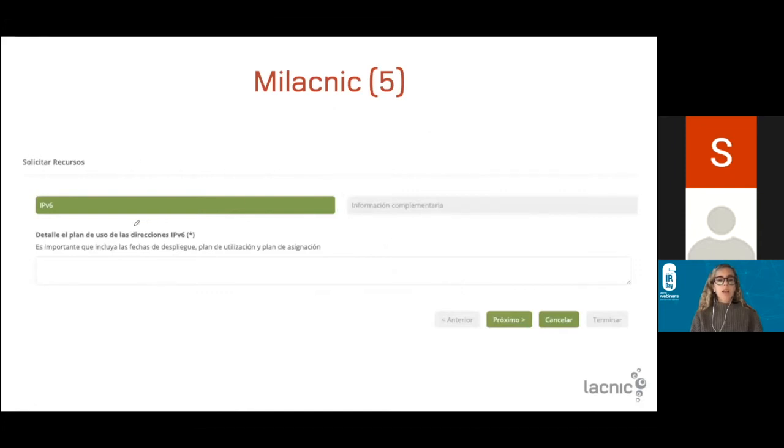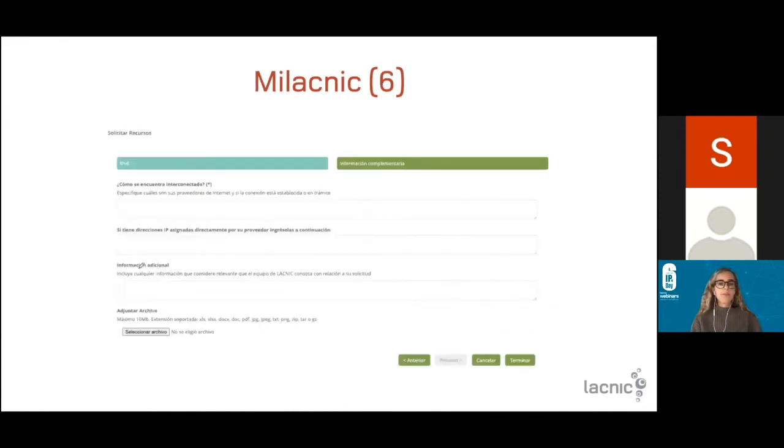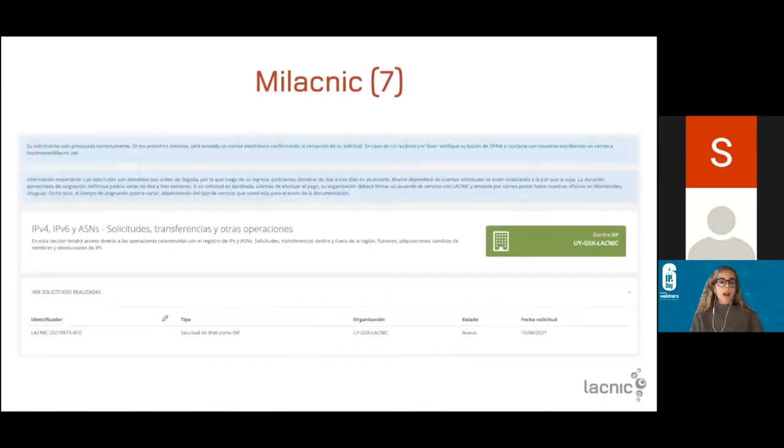And there it takes you to this screen. And what you need to do is to explain in detail what the usage plan will be, how you are going to use the prefixes. And then in the complementary information, you need to specify who your internet providers are, if you have IP addresses assigned by your provider, and any information that you think might be helpful to your request, put it here. And if you have any files that may be of any use, you can also attach them here.